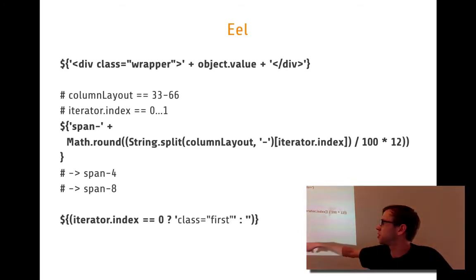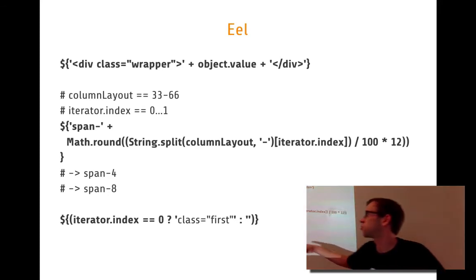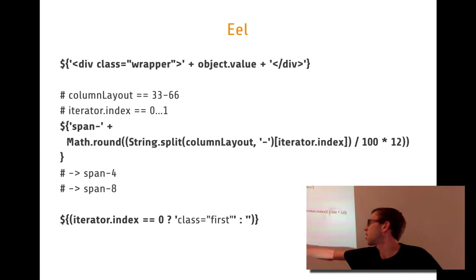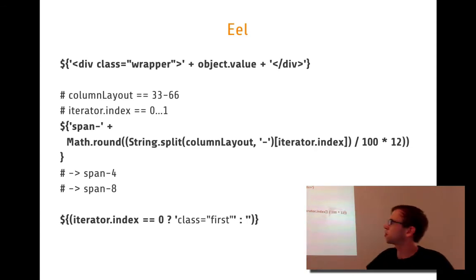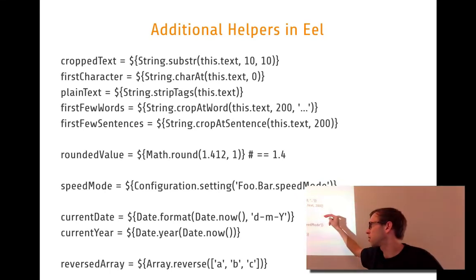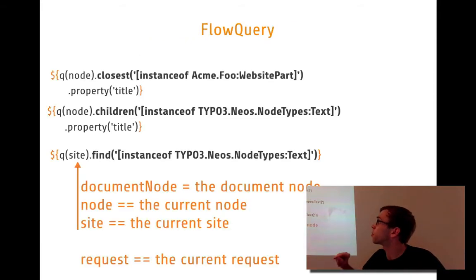You can also do the ternary operator, which you know from JavaScript or PHP. So an if-else condition, basically, if the index is null, we add class first, else we don't add anything. We have helpers there, which are just functions: substrings, cropping, rounding, getting config, formatting dates, reversing arrays, and quite some more. And for flow query, we try to resemble jQuery as much as possible.